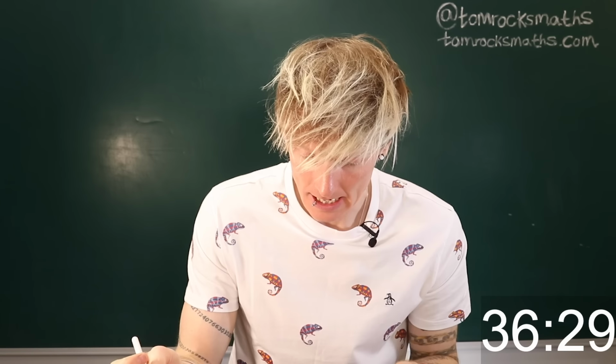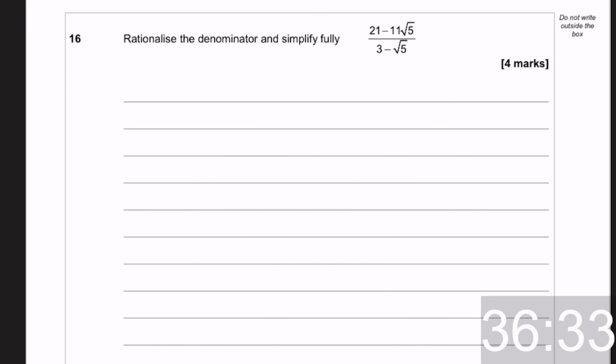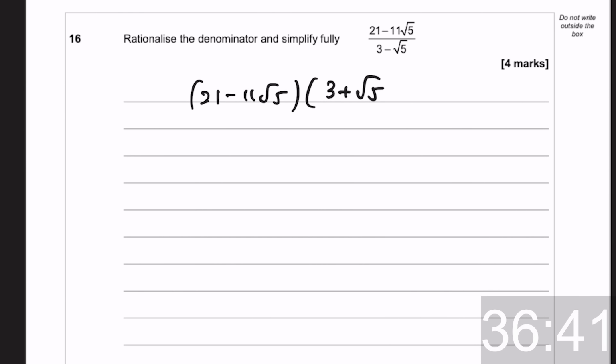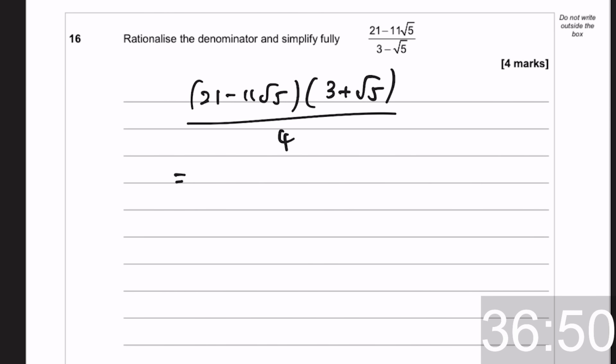Question 16, surds. Of course it is. Right, you can do surds. So 21 minus 11 root 5, we multiply by the opposite there. So that's 3 plus root 5. The denominator is a difference of 2 squares. 3 squared is 9. Root 5 squared is 5. 9 minus 5 is 4. All right, so that's 4.